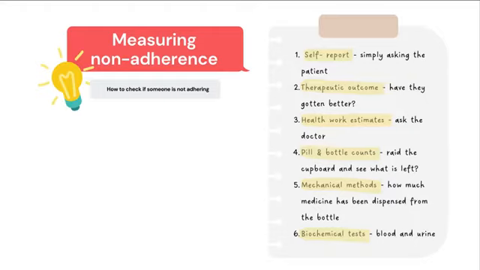Pill and bottle counts is basically asking your patients to bring their tablets to their next appointment so we can measure how many pills are left. Okay, so this will tell you whether they have been eating it or not. The fifth method is mechanical methods. We don't have this in Brunei yet, where you can record how many times the pill bottle has been opened in a day. Okay, we will talk more about that later or in the next video. And the sixth method is the biochemical test. So basically taking their blood and urine sample to see the traces of medicine in those samples.